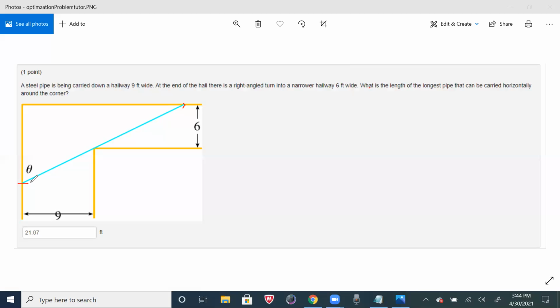So we want to come up with a function of theta. There's no other variable here. This is not an x variable. We need the function defined in terms of theta, and then we can optimize.